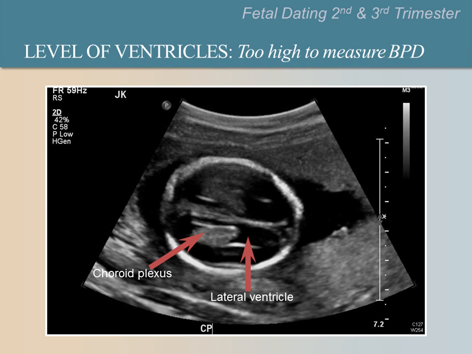This plane is too high to measure the BPD, so the measurements will be falsely small. Notice that the falx is continuous. Anytime the falx is continuous, you know the level is wrong to measure the BPD. You also cannot see the thalamus or CSP.